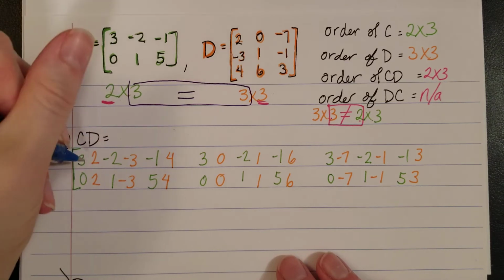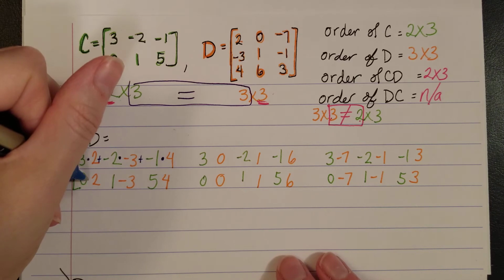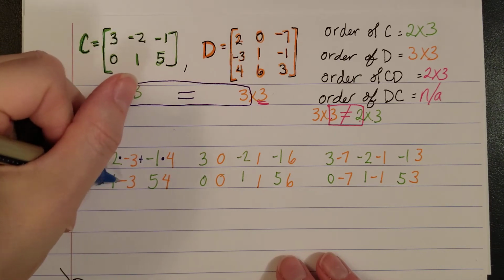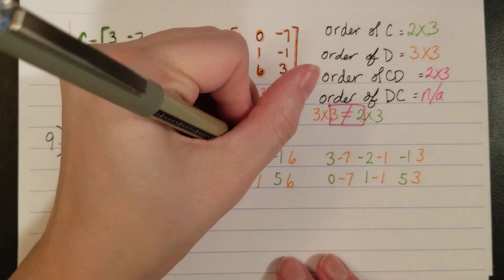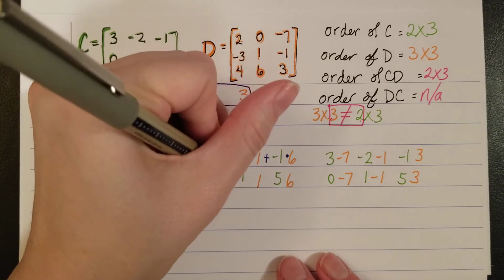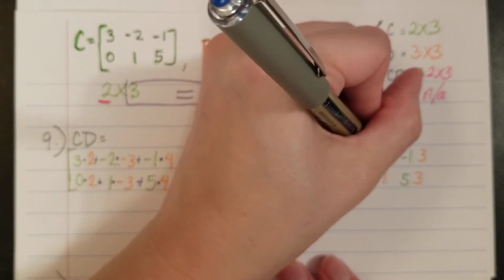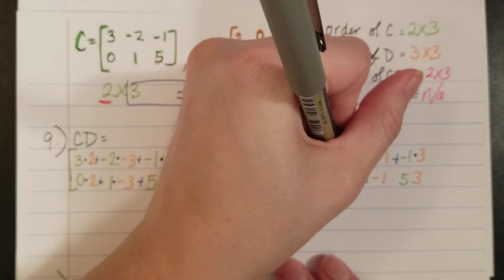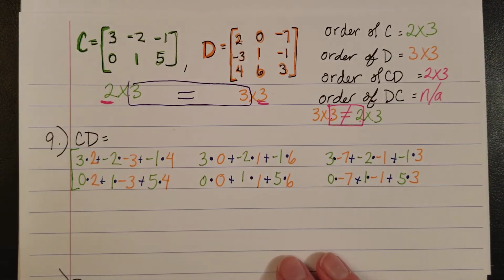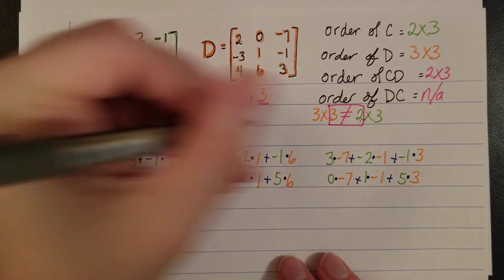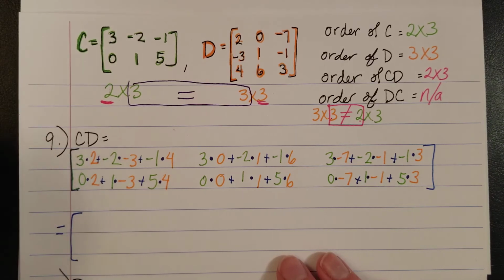Okay, and we're doing times plus times plus times, for each of the entries. All right, and then we just do the calculations.